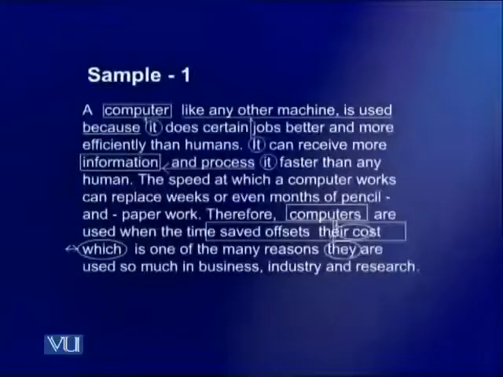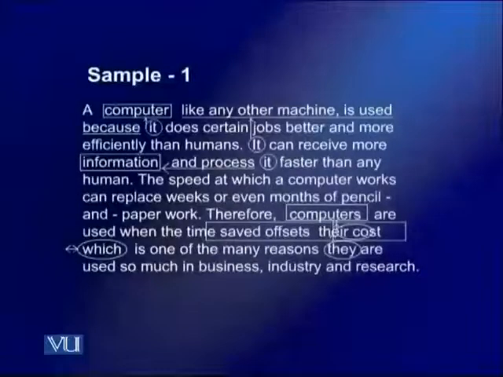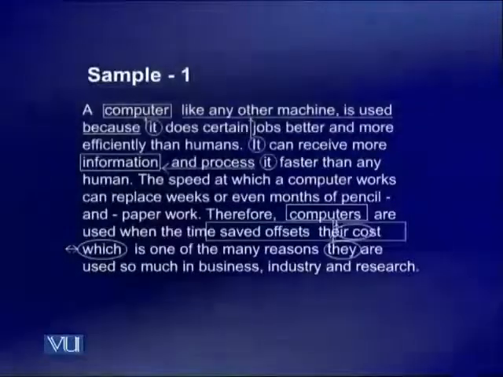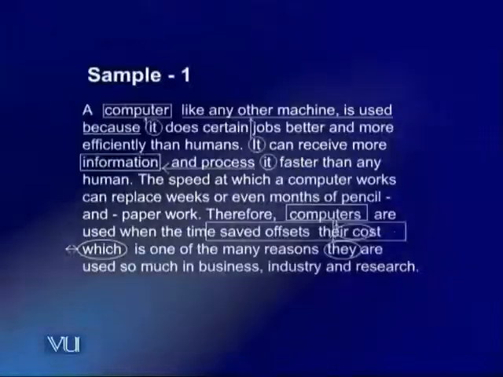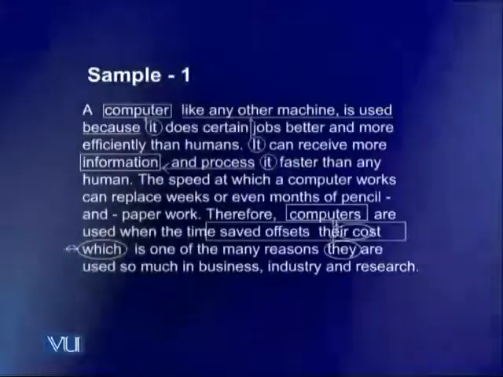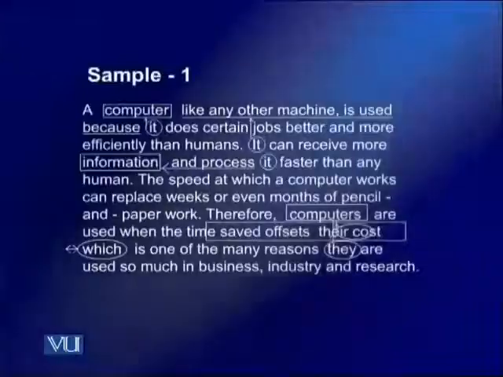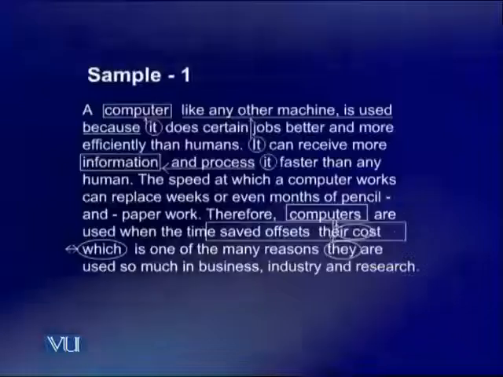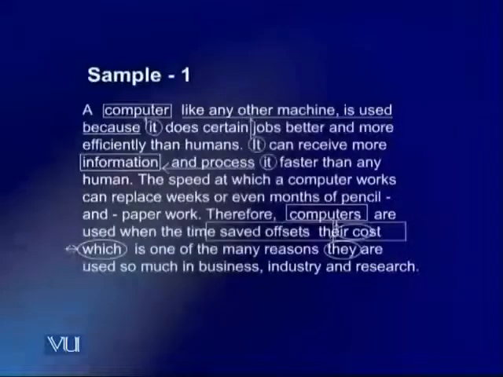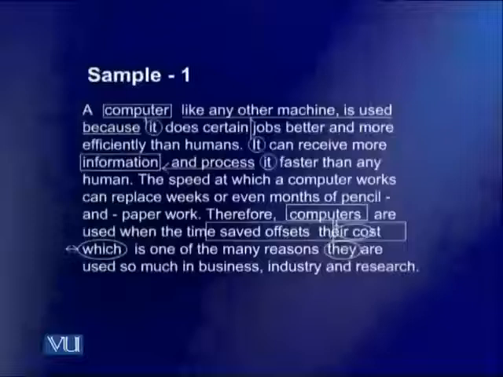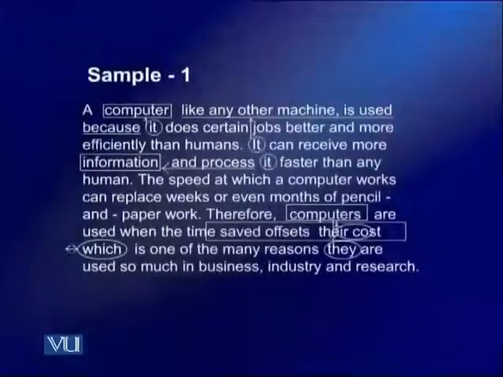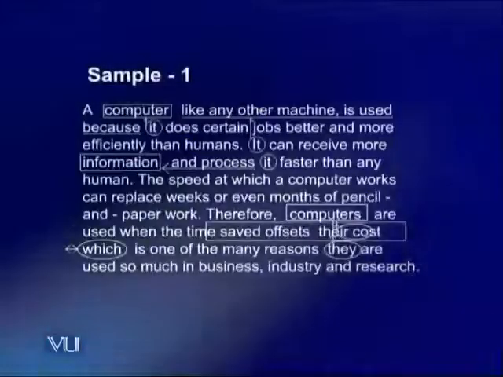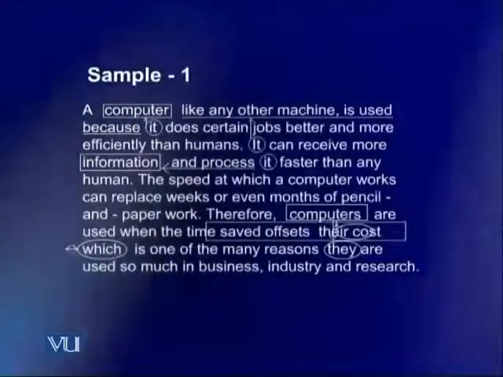Read the passage. In fact, I will read it for you. A computer, like any other machine, is used because it does certain jobs better and more efficiently than humans. It can receive more information and process it faster than any human. The speed at which a computer works can replace weeks or even months of pencil and paper work. Therefore, computers are used when the time saved offsets their cost, which is one of the many reasons they are used so much in business, industry, and research.